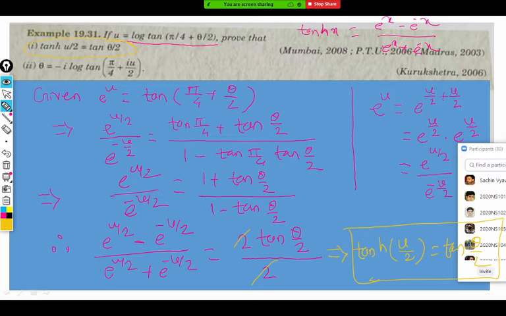What I did is take this numerator and denominator, and do numerator minus denominator divided by numerator plus denominator. This is done for the left hand side as well as the right hand side. Why did I do it? Because we have to move to the tan hyperbolic definition.